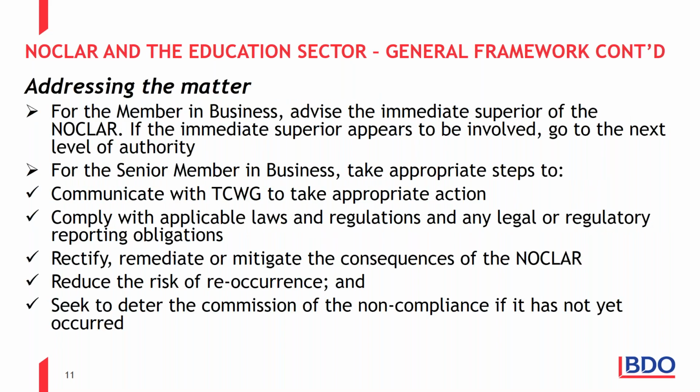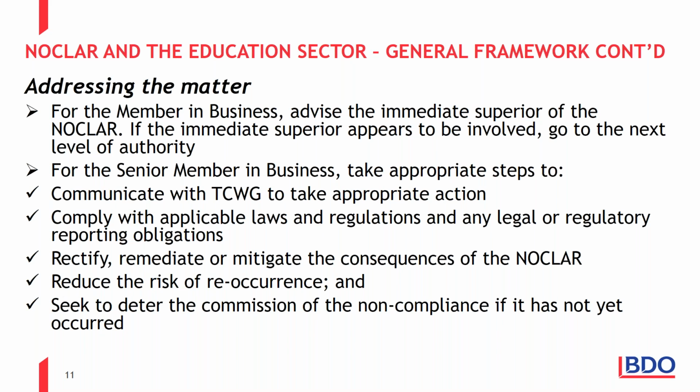The next step you have to take is addressing the matter. So for a member in business, there's not a lot you have to do. And as you can see, the first thing you do is advise your immediate superior that you think there's a NOCLAR event. However, if the immediate superior appears to be involved, you go to the next level of authority. And you keep doing that because it may well be that there's a number of people in your chain of command, so to speak, who might be involved in a NOCLAR event. And you've got to find someone who you believe isn't involved. And at the end of the day, you may well have to go all the way up to the top, namely those charged with governance. If they're all involved, then you've got a real problem, which I'll talk to you about in a minute.